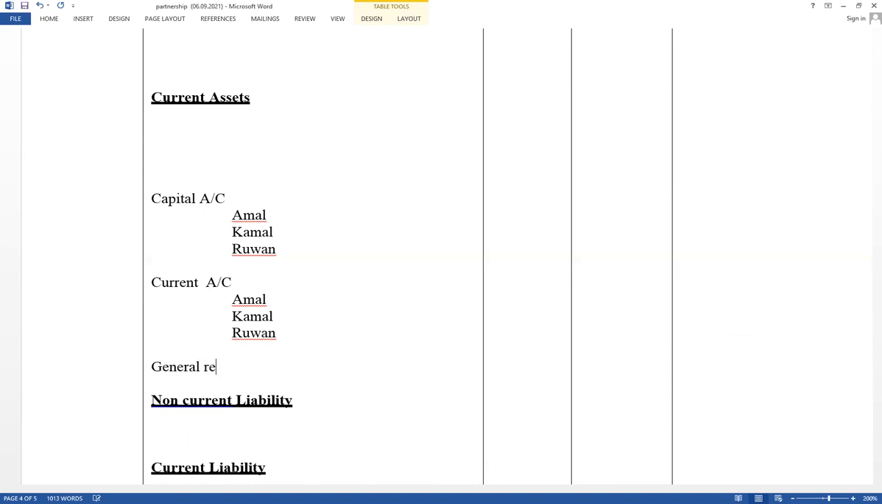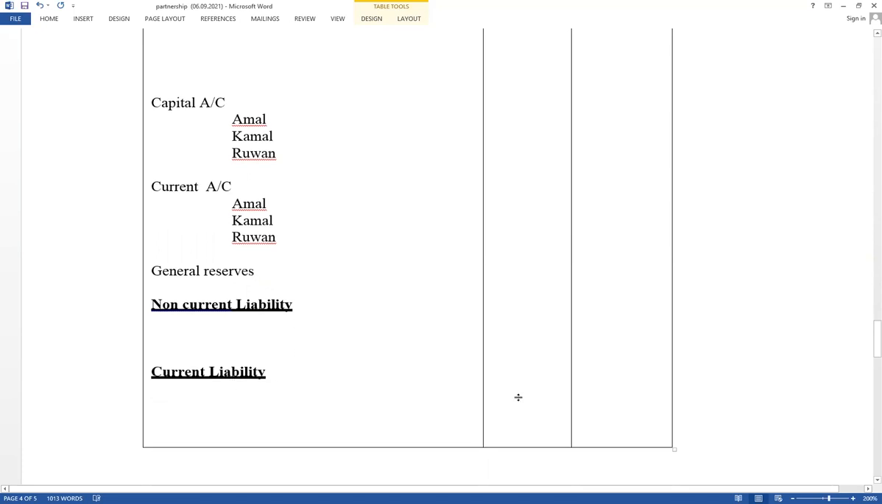General reserves. General reserves are also part of equity. Capital account, current accounts. Then it has given in the agreement transfer to the general reserves from profit. It is also part of equity. Therefore, that value should be included in the financial position also. Then non-current liability as well as current liability. This is a format. Very, very important. This is a service business.